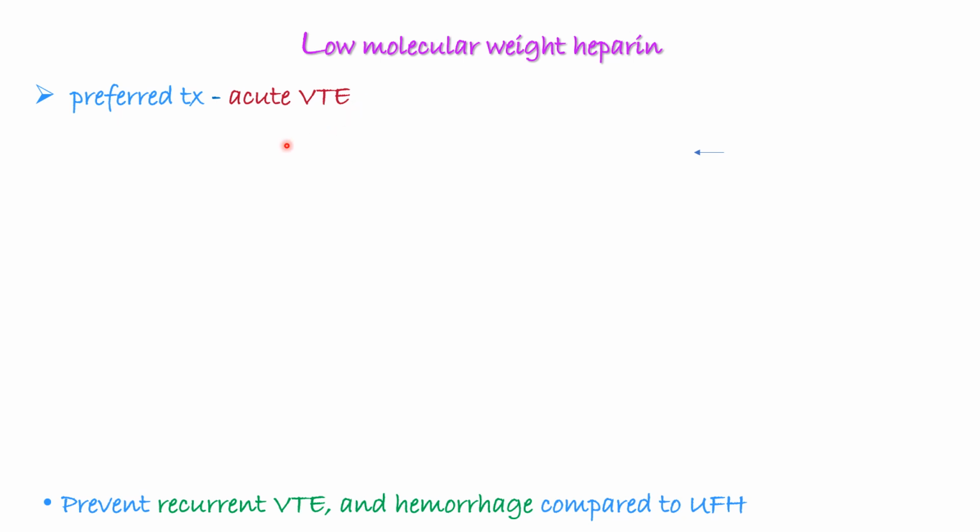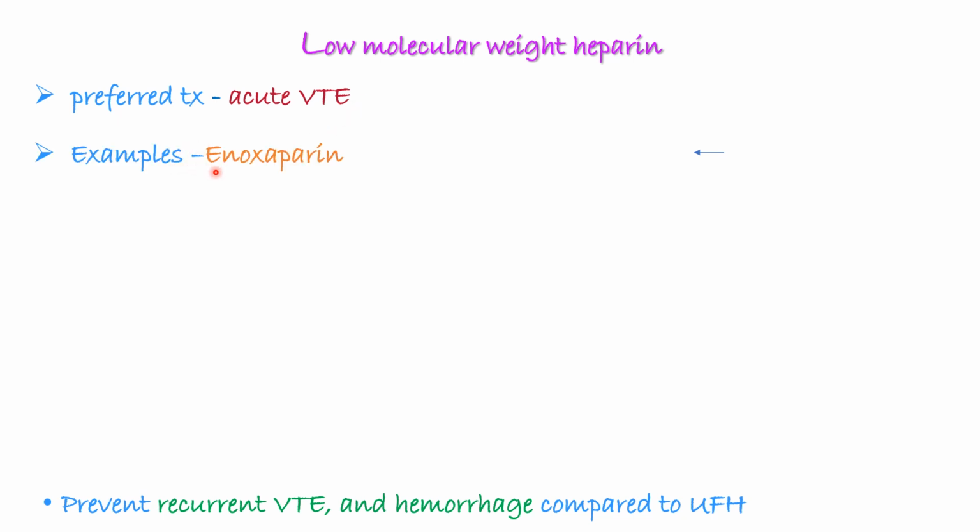So we already looked at the classes of anticoagulants, and the preferred drugs that we use among the anticoagulants are the heparins. We're going to take a look at the different types of heparins, and the first one is low molecular weight heparin. This is the preferred drug which is given in acute thromboembolism.